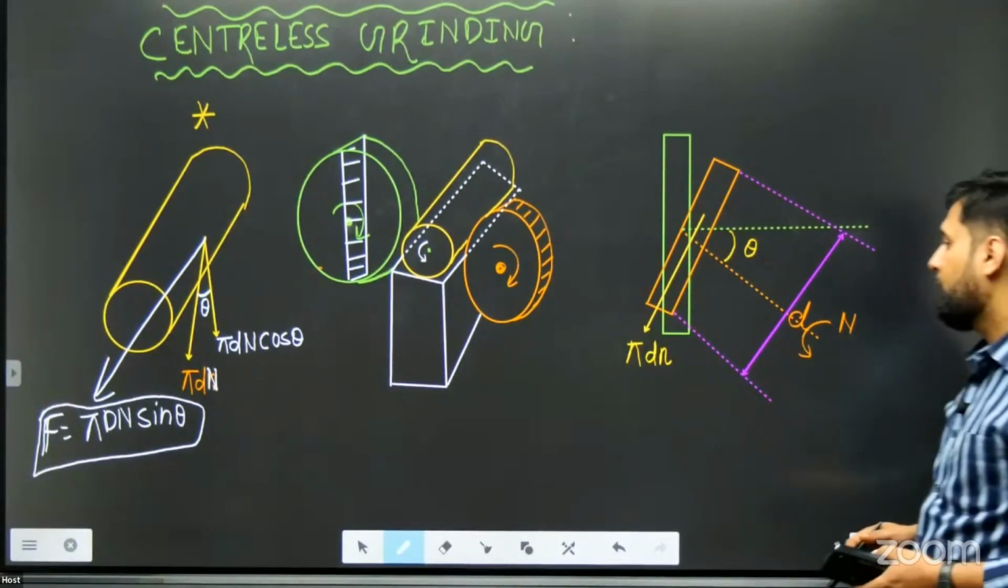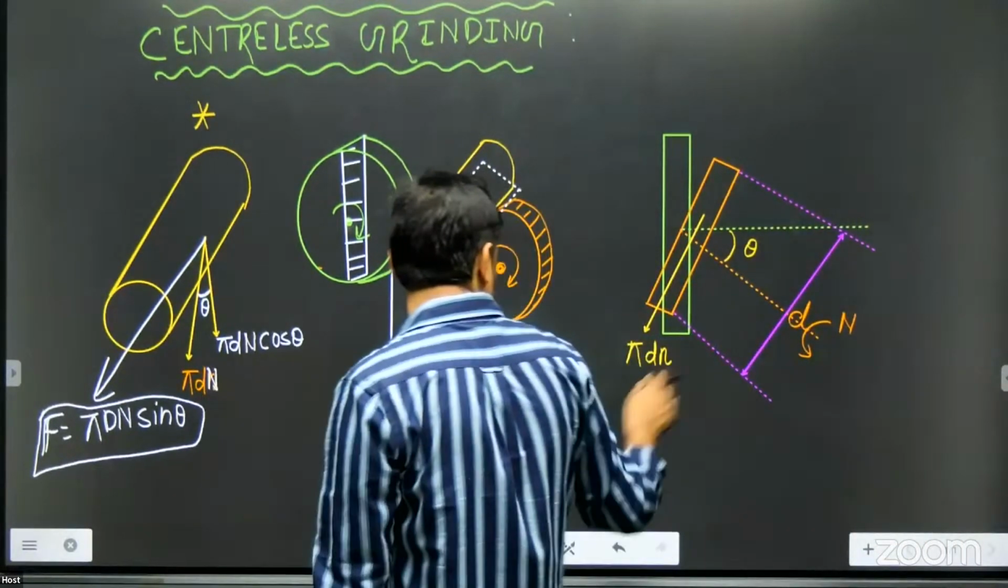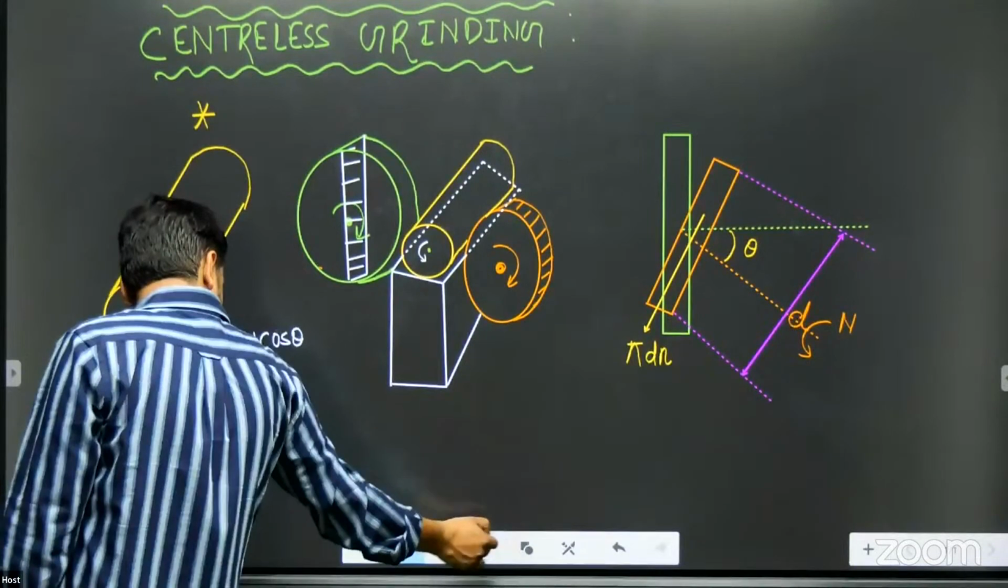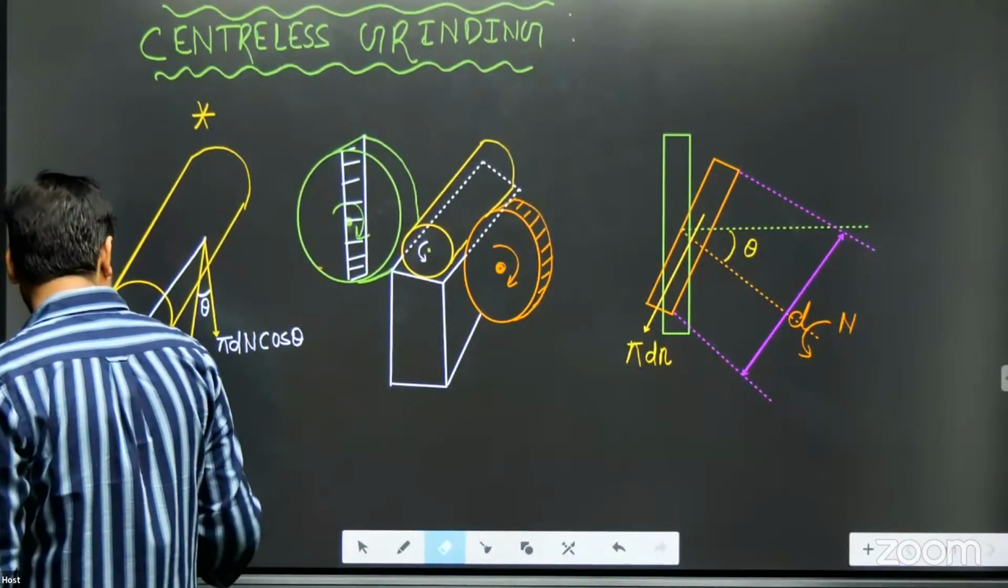So there I have written a small d. So undoubtedly here I should also write small d.